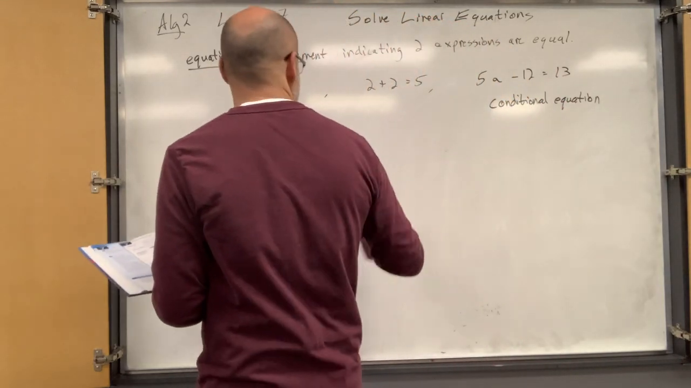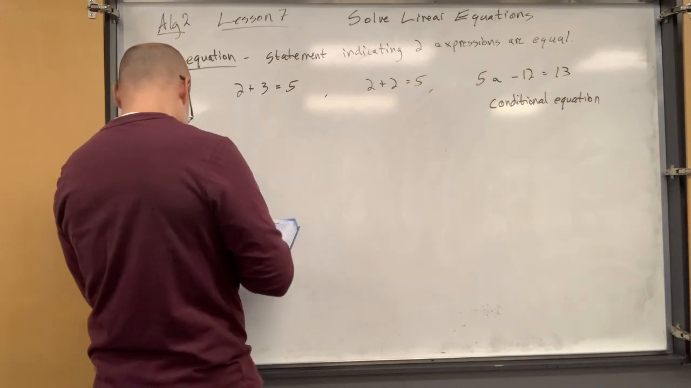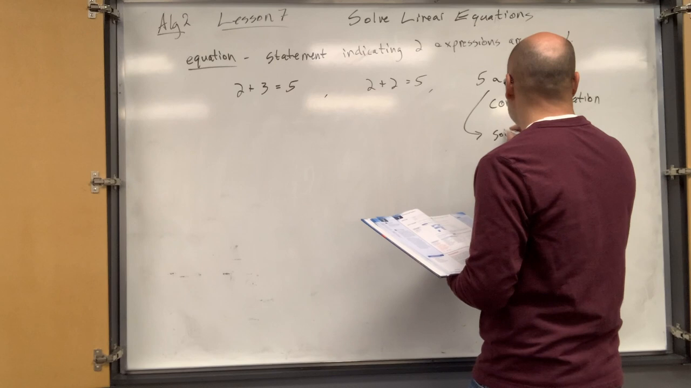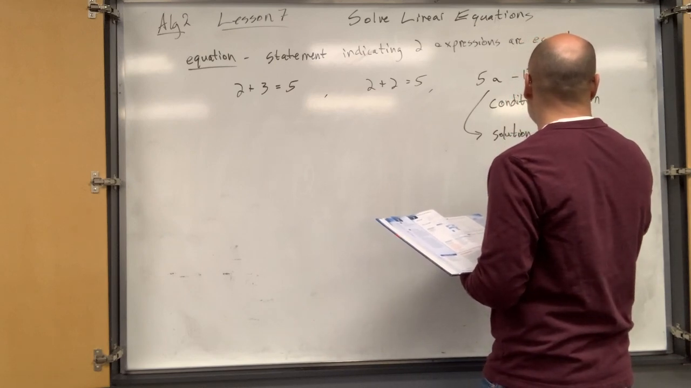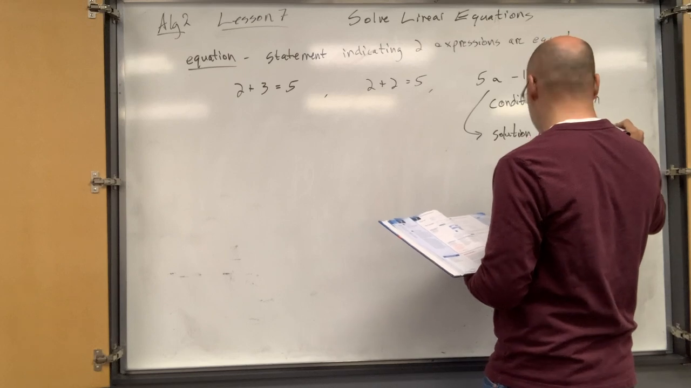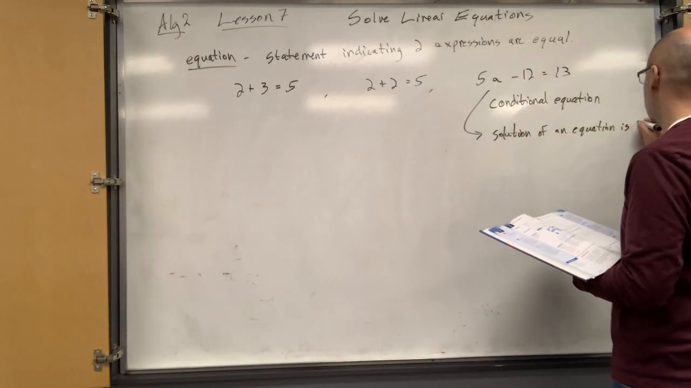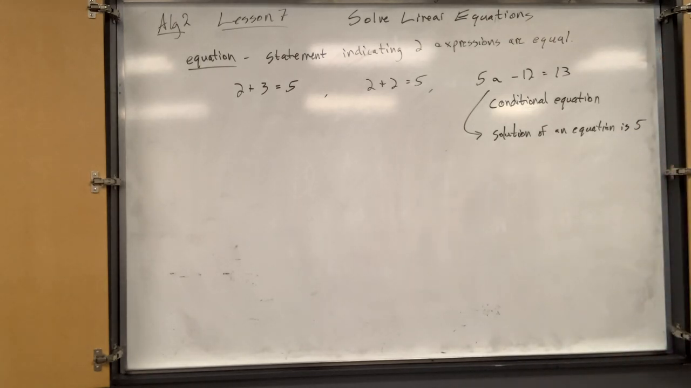So usually the solution of an equation is a number, okay? So the solution is 5, and it's usually a number that makes that equation true, okay?